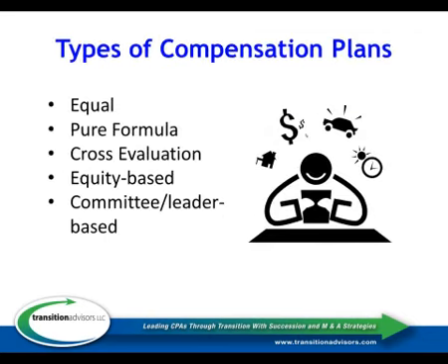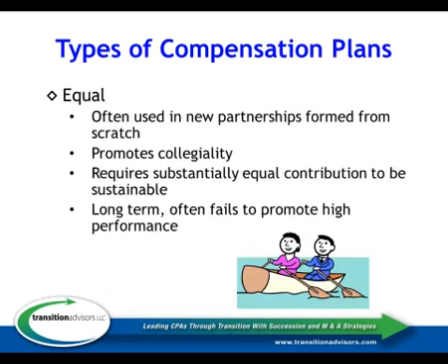The different types of compensation plans that we typically see are equal compensation, where everybody takes the same amount out, a pure formula approach, a cross-evaluation approach, an approach that's based strictly on ownership or equity, and then allocations done by committees or by a leader. Let's get into more specifically what that involves.